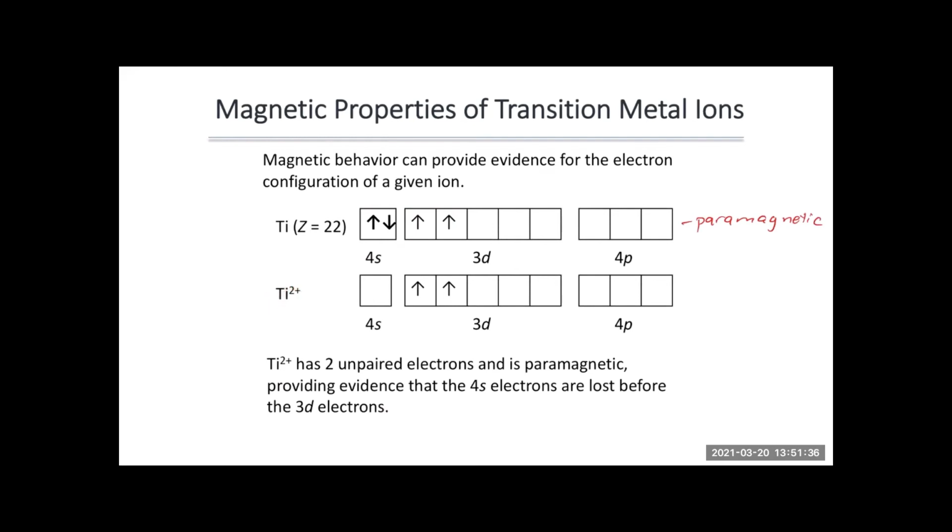Now you can do it 2 ways. You can either lose the 2 electrons from the 4s orbital, or we can lose the 2 electrons from the 3d orbital. So we could have also written out titanium in this sort of way, where titanium plus 2 would lose the electrons from that 3d. So if titanium plus 2 loses the electrons from the 4s, it's still paramagnetic because we have unpaired electrons.